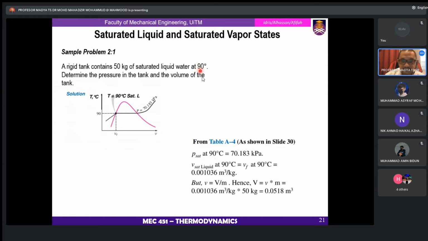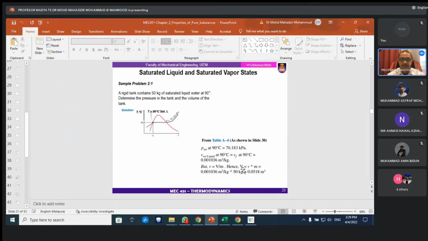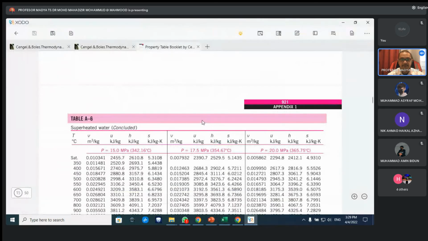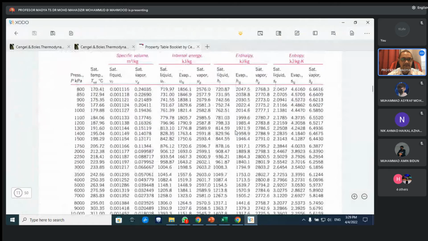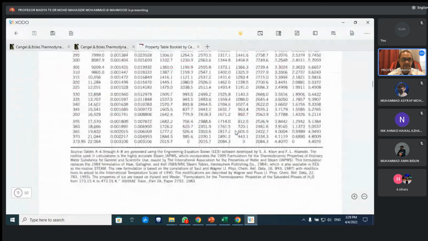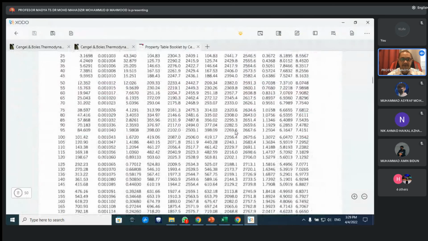So in here, the statement mentions saturated liquid water. So what happens? You have to go to A4, as shown in slide 13. Okay, I bring you up to A4. A4, A6, A5, A4. Okay, we look at A4.